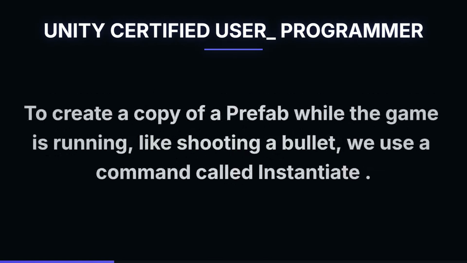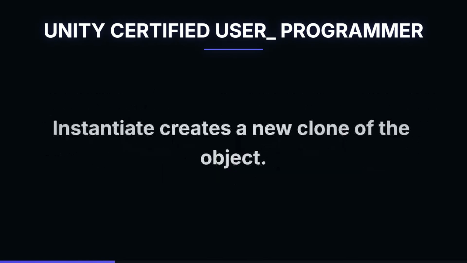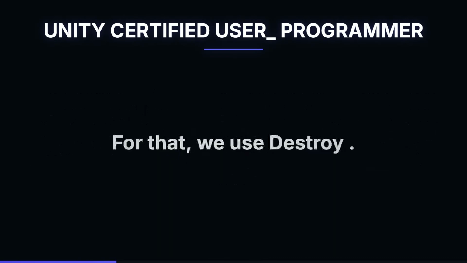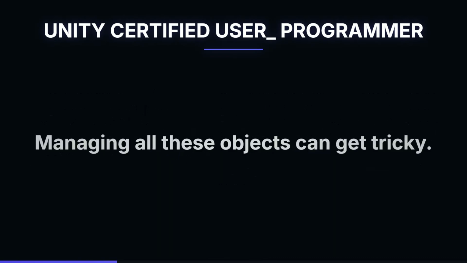To create a copy of a prefab while the game is running, like shooting a bullet, we use a command called Instantiate. Instantiate creates a new clone of the object. On the other hand, if a zombie dies or a coin is collected, you want to remove it. For that, we use Destroy.